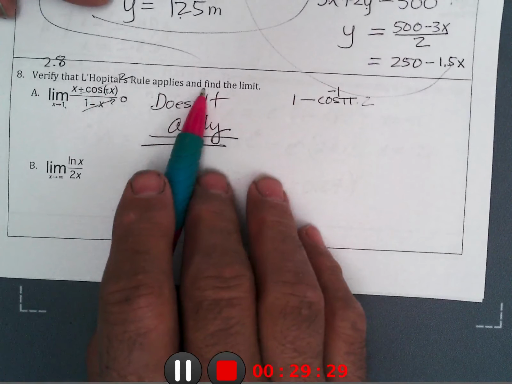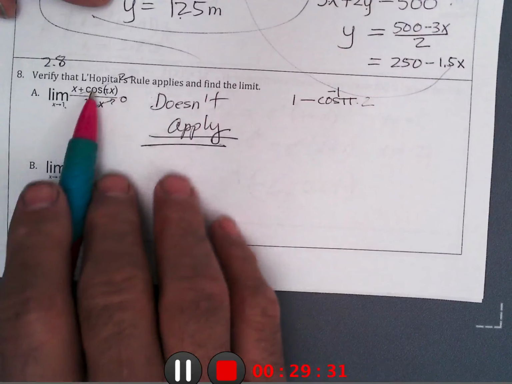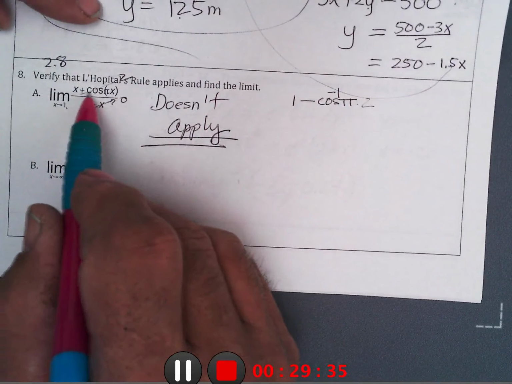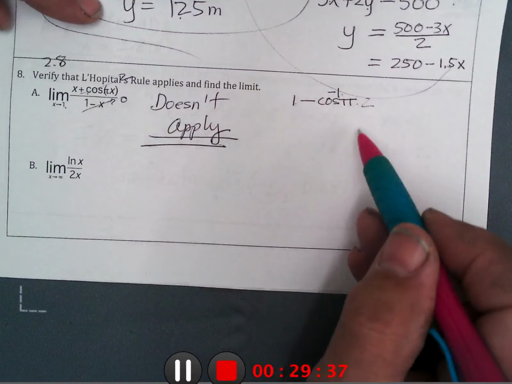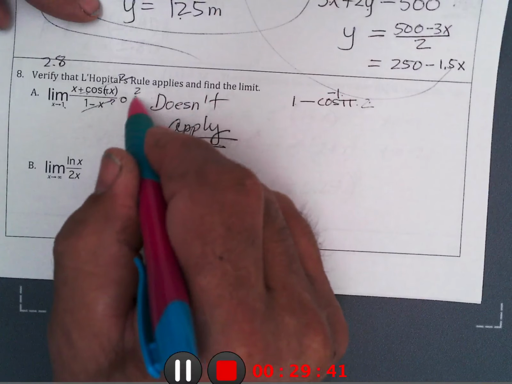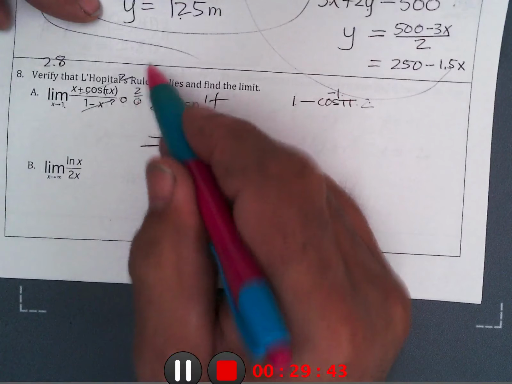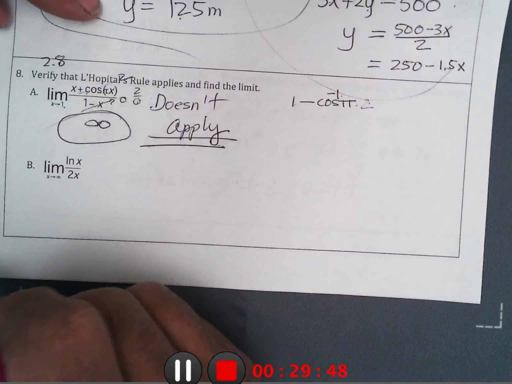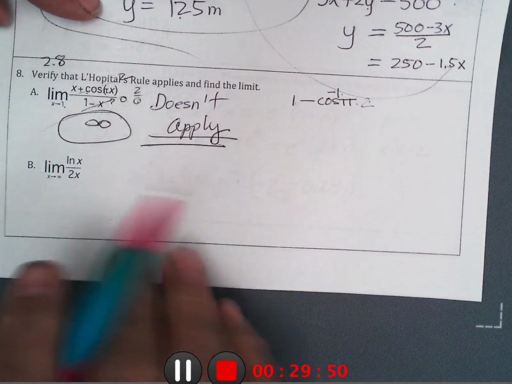And then find the limit. So can we find the limit of this? Well, if this is going to 2, 2 divided by something really small will go to infinity. So the limit would be infinity, which is really not a limit.